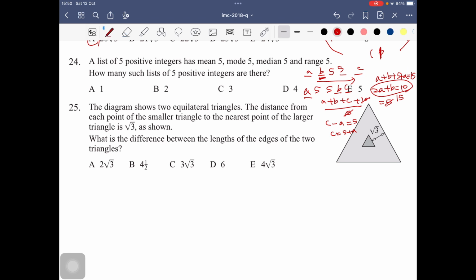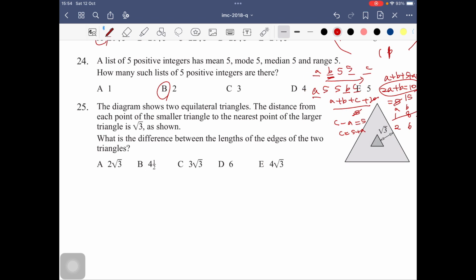So like this. Here, let's say if A is 1, B can be 8. But C should be 6, doesn't make sense. A is 2, 6, 7 makes sense. 3, 4, 8 makes sense. And 4, 2 doesn't make sense because there are 2 lists on it. Let's go to number 25.